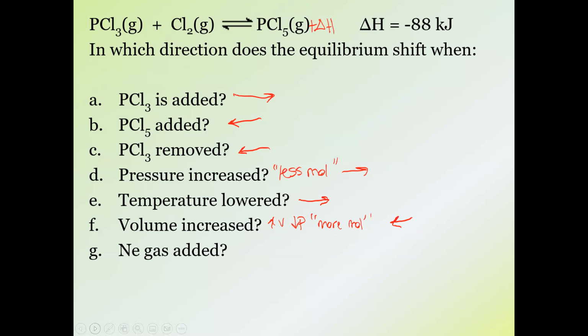Now, if we have neon gas added, sometimes it'll say you are adding something that is not part of the reaction. It might say you're adding an inert gas. Anything like that is acting as a catalyst. So when there's a catalyst, there's no effect. Anytime you're adding something that is not in the reaction, it does not affect your equilibrium position.